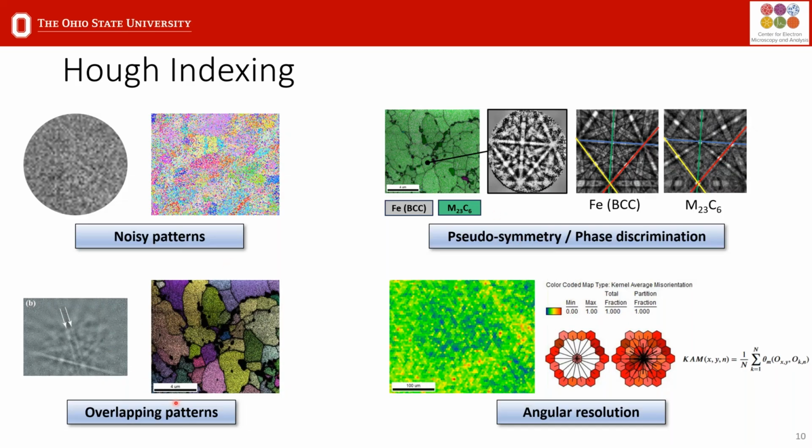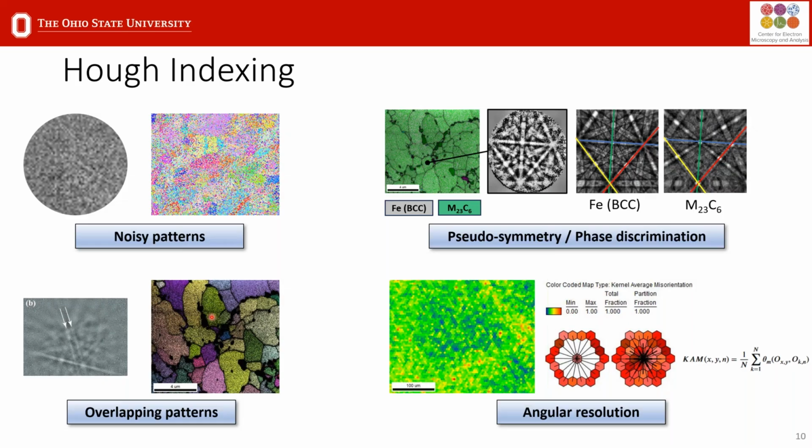The other area where Hough indexing sometimes struggles is if you place the electron beam right at a grain boundary. In that case, you will collect information from the interaction volume from 2 crystals that might be in a different orientation. So you have these bands that are overlapping, and with the Hough-based approach that just looks at the number of lines, these additional lines will confuse the algorithm, and it will struggle to identify the orientation.